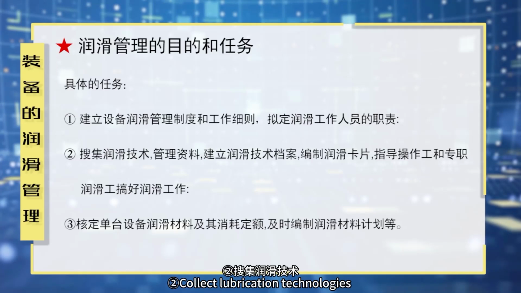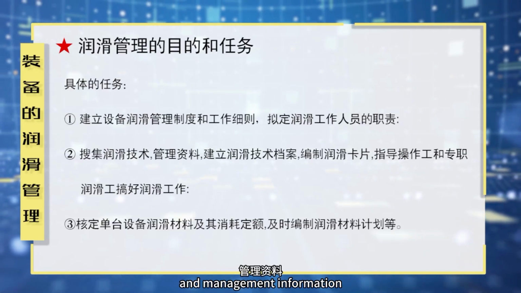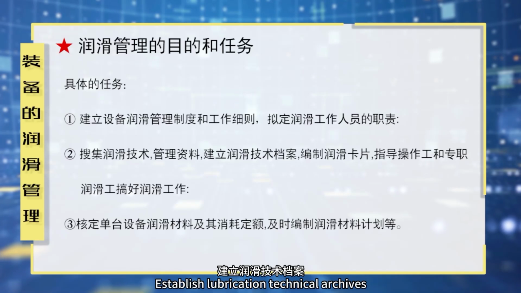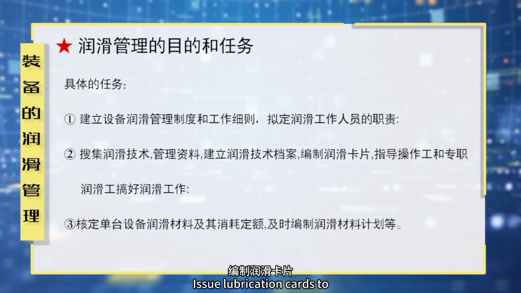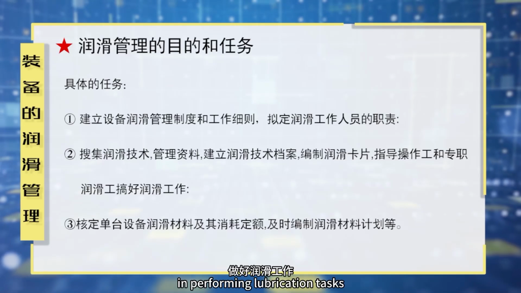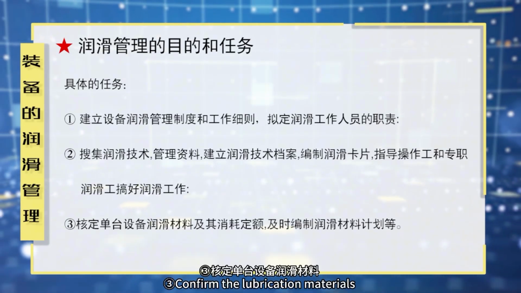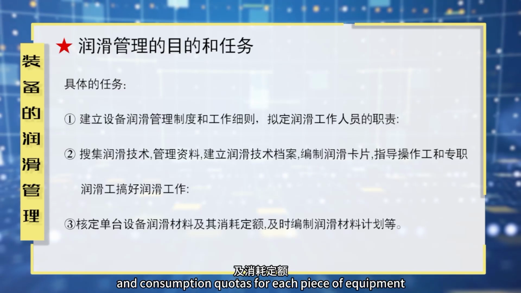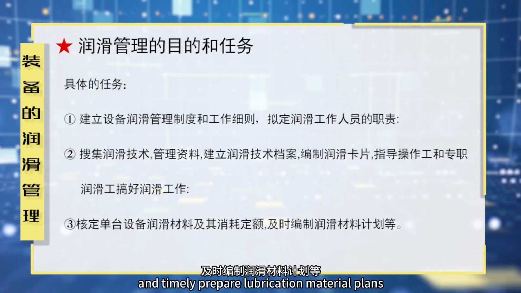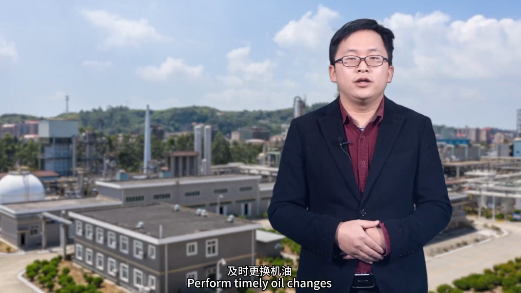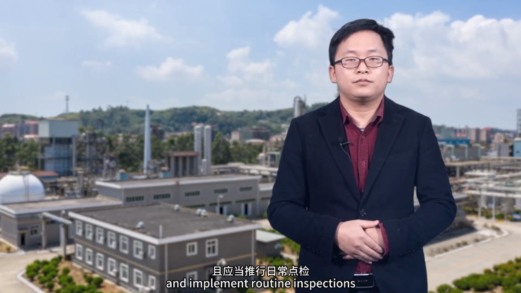Second, collect lubrication technologies and management information. Establish lubrication technical archives. Issue lubrication cards to guide operators and dedicated lubrication personnel in performing lubrication tasks. Third, confirm the lubrication materials and consumption quotas for each piece of equipment and timely prepare lubrication material plans. Perform timely oil changes and implement routine inspections.